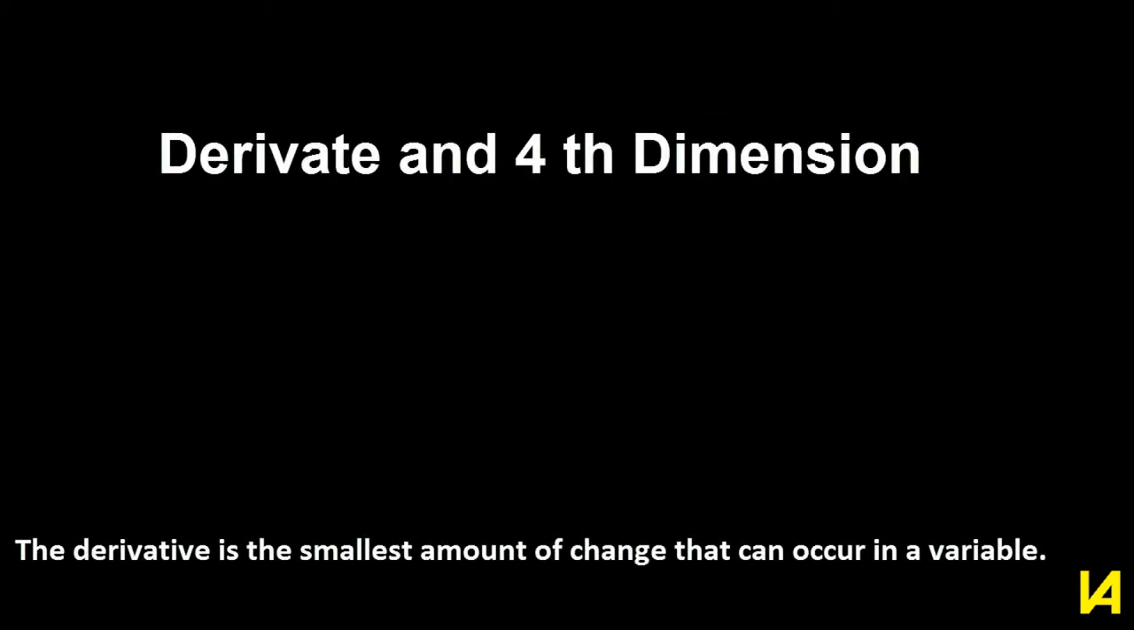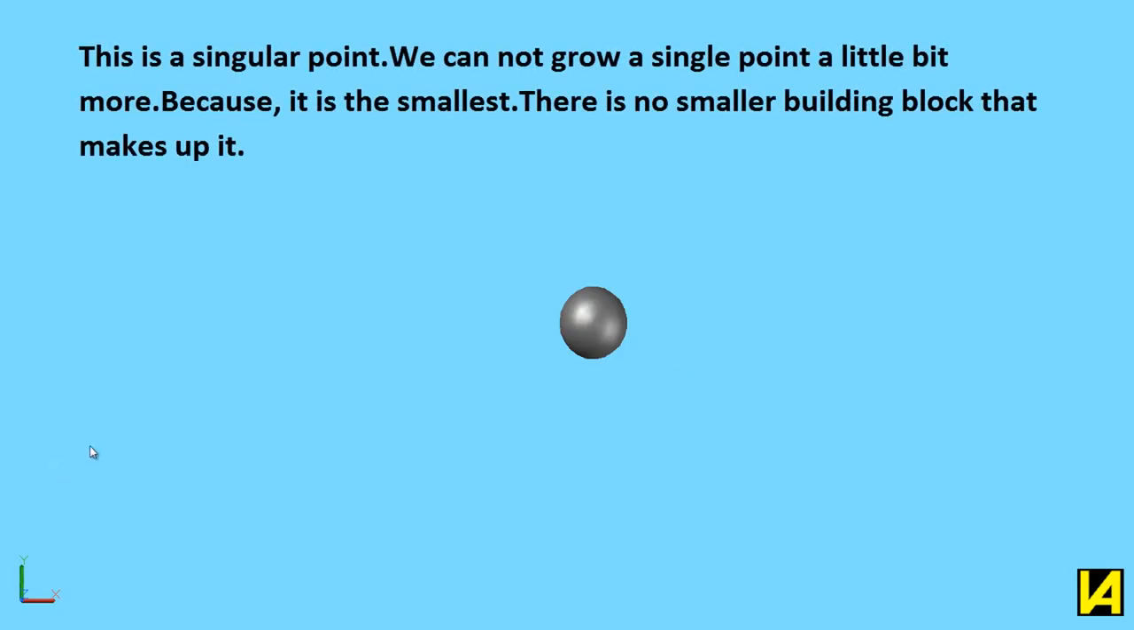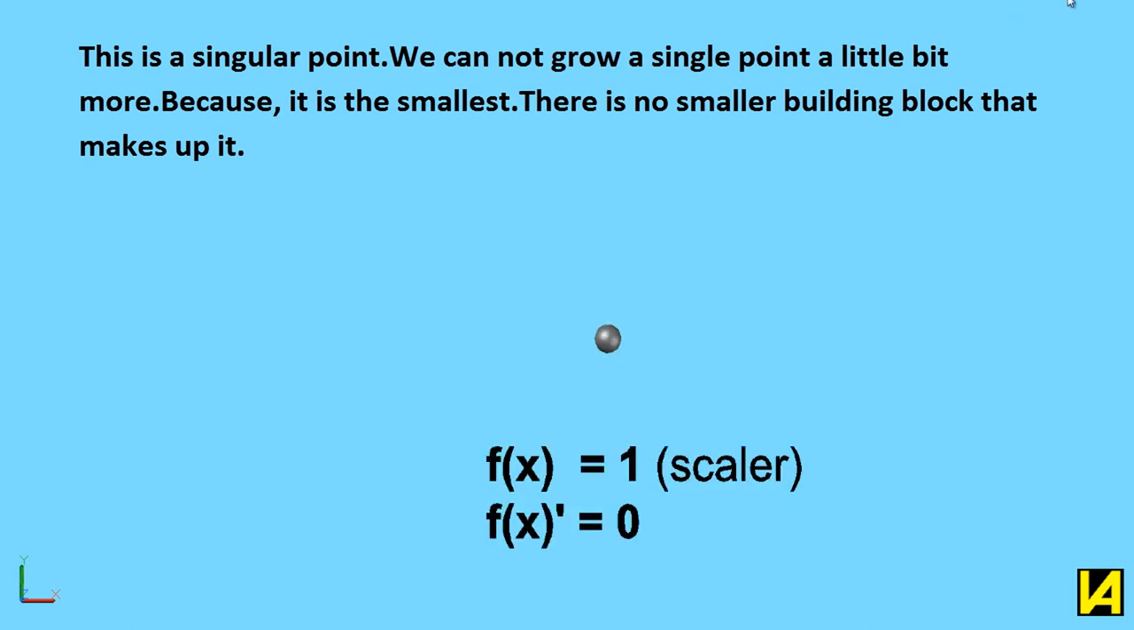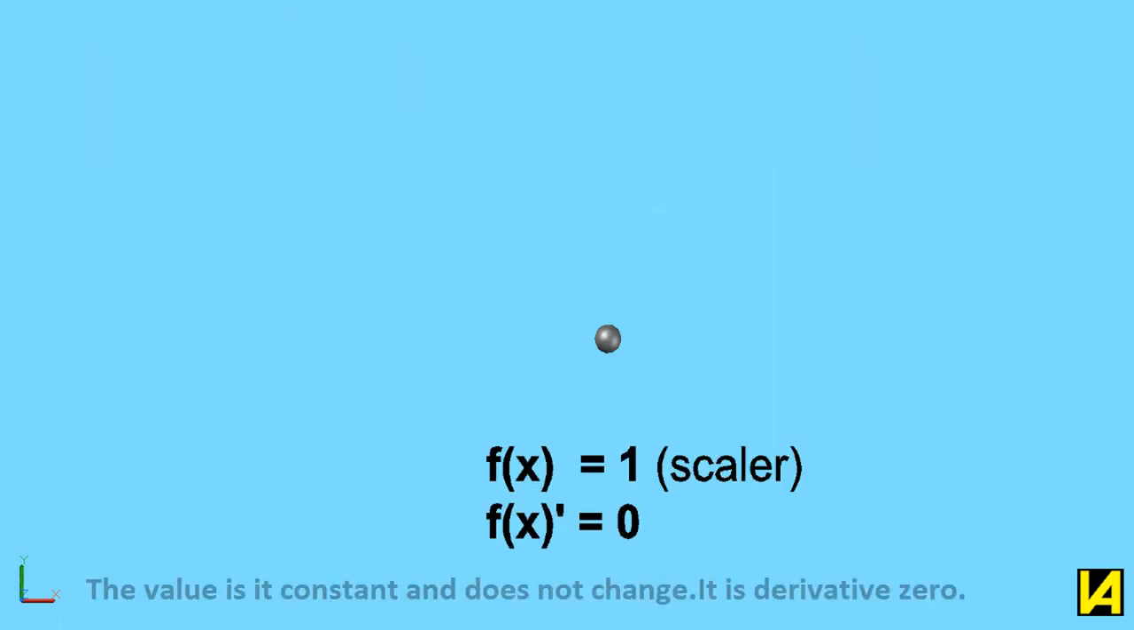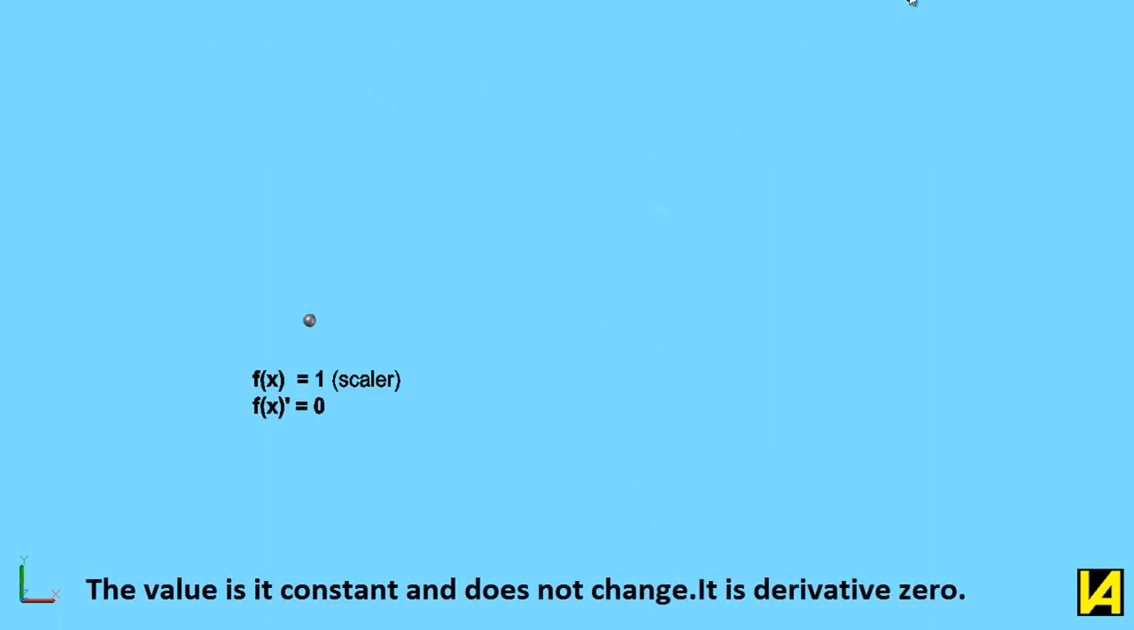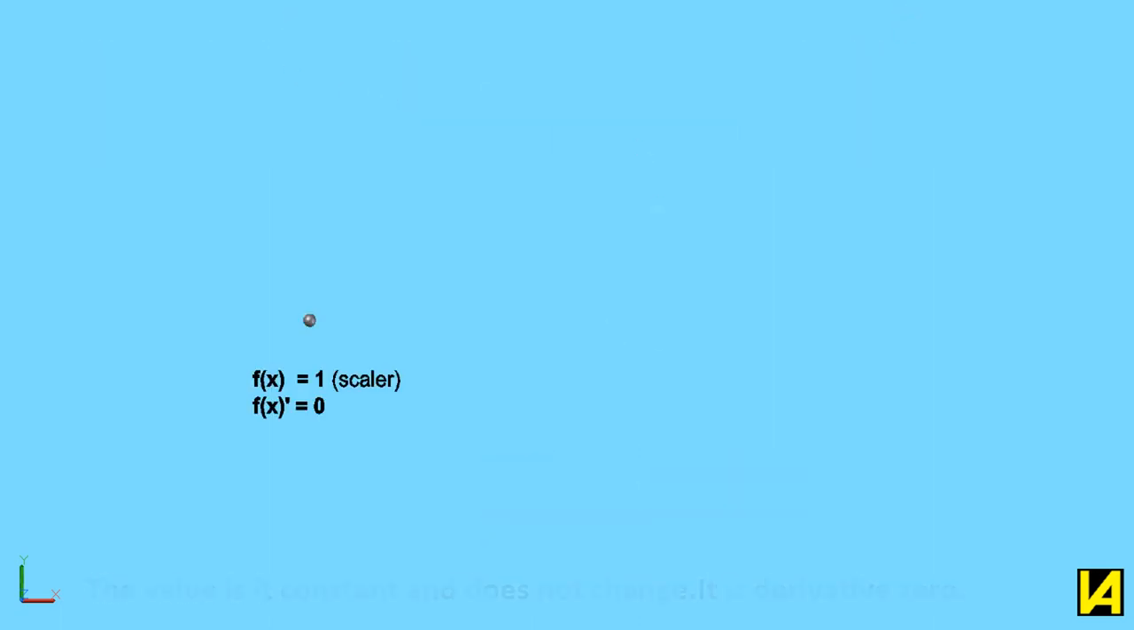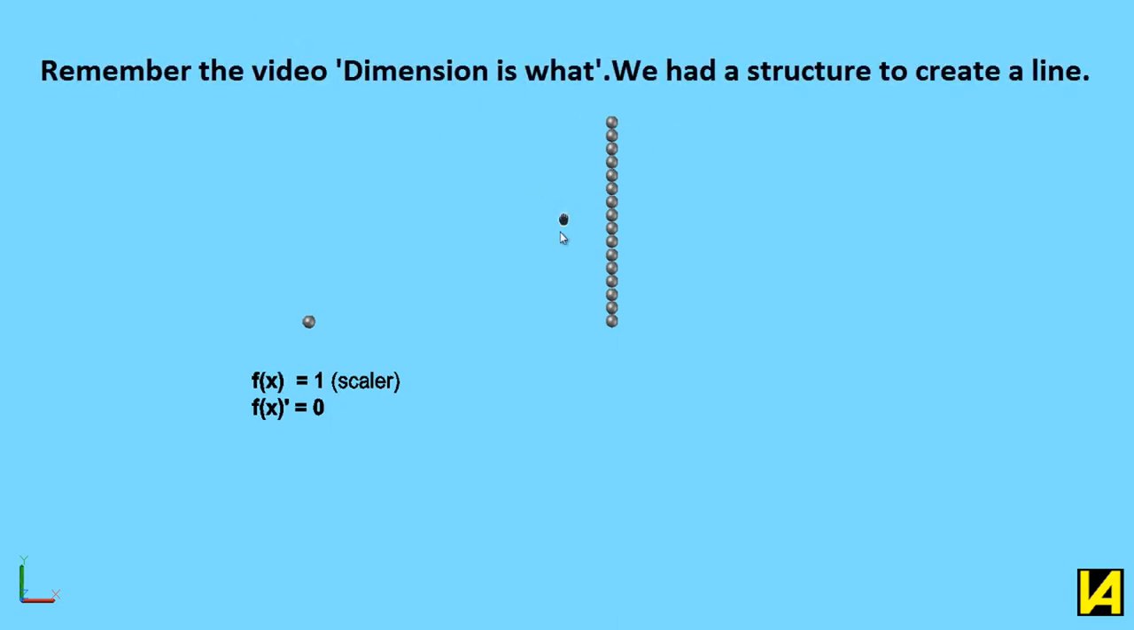The derivative is the smallest amount of change that can occur in a variable. This is a singular point. We cannot grow a single point a little bit more. Because it is the smallest, there is no smaller building block that makes up it. The value is a constant and does not change. It is derivative 0. Remember the video dimension is what?